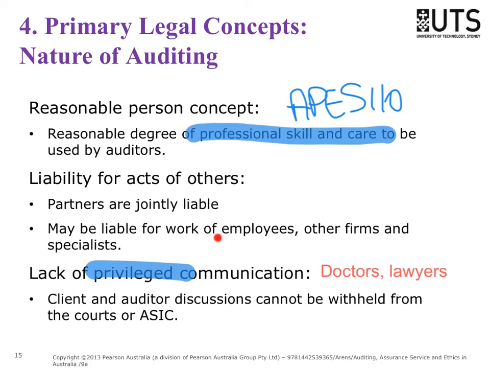Okay, so anything that our clients tell us can be communicated to ASIC. So there's nothing that says, oh look, we have to keep confidential information. If the client tells us that they've been miscalculating revenue for a certain amount of years, we have an obligation to report that. There's nothing that we have to protect there.